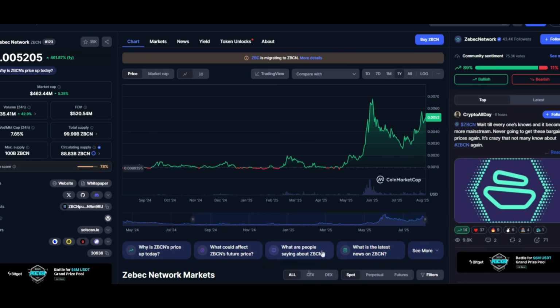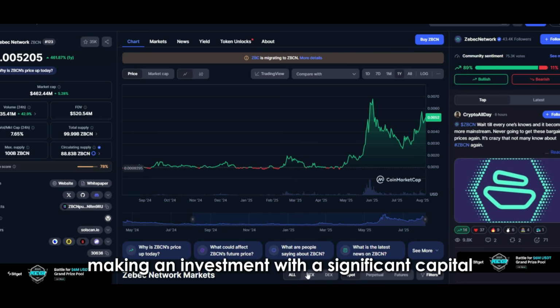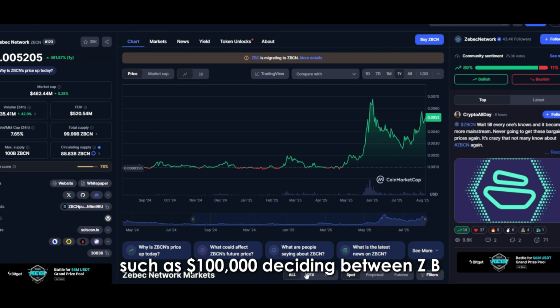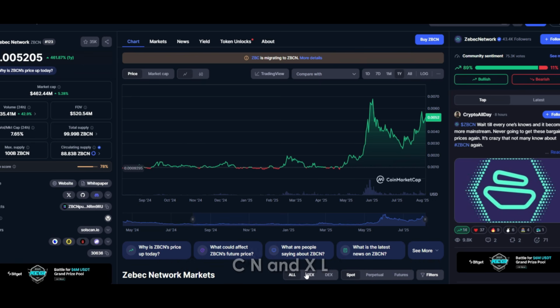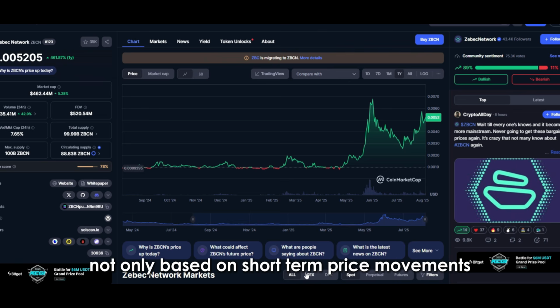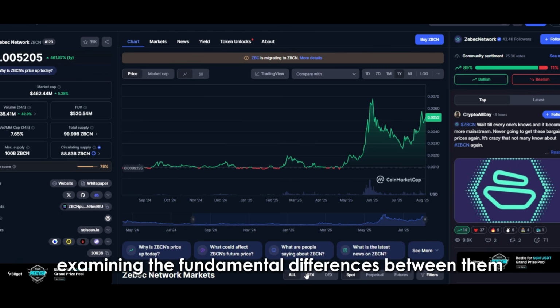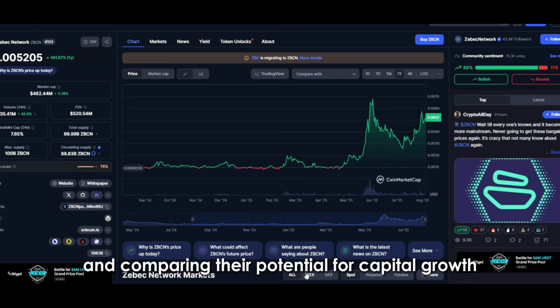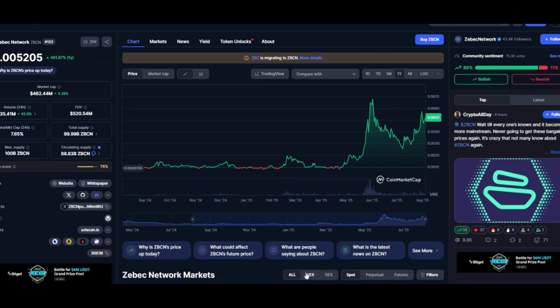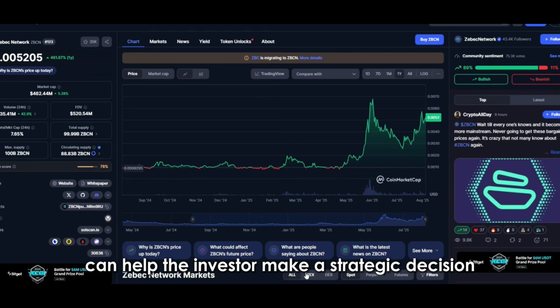For an investor considering making an investment with a significant capital, such as $100,000, deciding between Zbcn and XLM deserves to be evaluated not only based on short-term price movements, but also on their long-term potential. At this point, analyzing both assets in detail, examining the fundamental differences between them, and comparing their potential for capital growth can help the investor make a strategic decision.